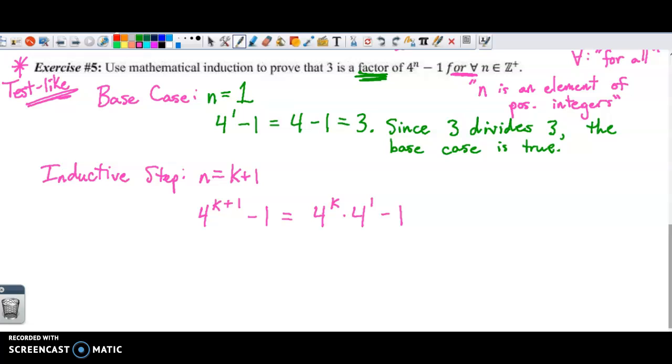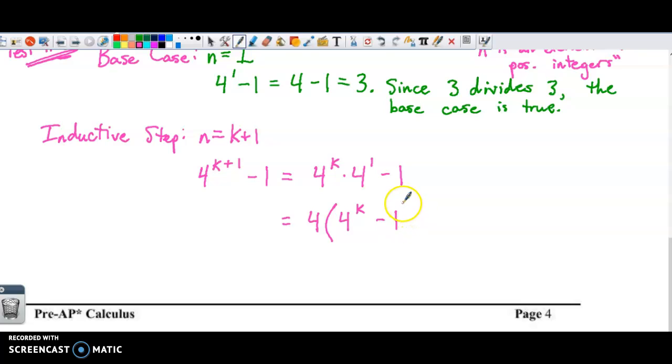So the next thing, it might seem weird, but stick with me, I think it makes sense, is I can factor out that 4 in this piece, and I'm going to leave it as 4 to the k. I'm going to leave it as minus 1. So what I'm actually doing is I'm subtracting 4 in this problem. And that's only okay if I add 4 later. And let me explain a little bit more.